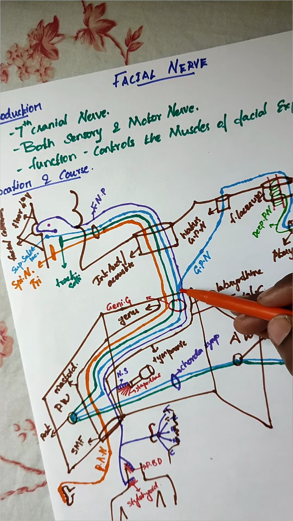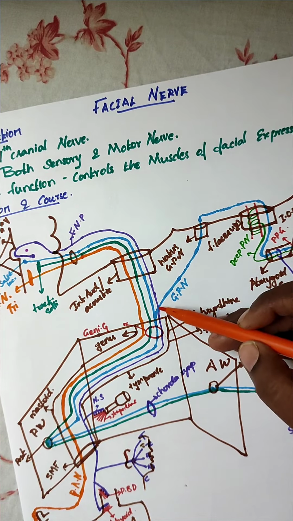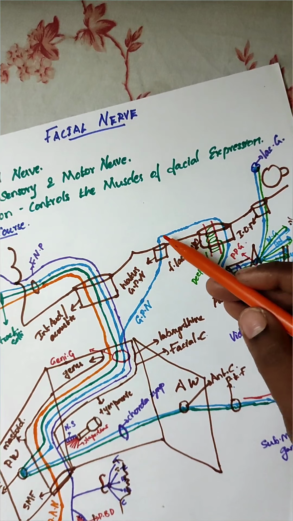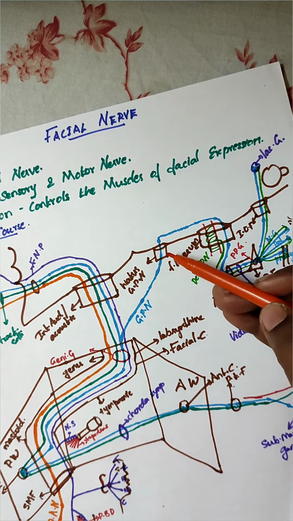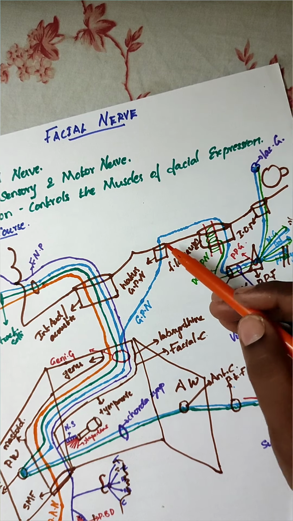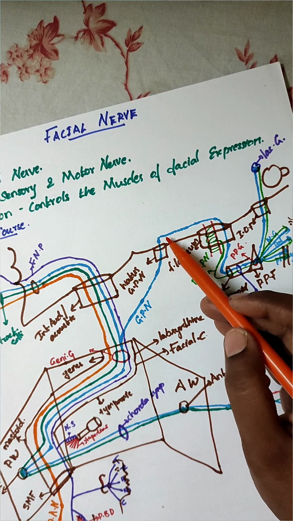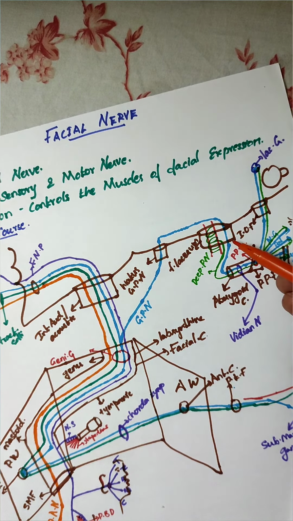The parasympathetic nerve which runs upward from the facial canal is known as the greater petrosal nerve. The greater petrosal nerve runs upward and then enters into the middle cranial cavity through a hiatus known as the hiatus of the greater petrosal nerve. After entering the middle cranial cavity, it runs forward, and then again comes out of the cranial cavity through a foramen known as the foramen lacerum.